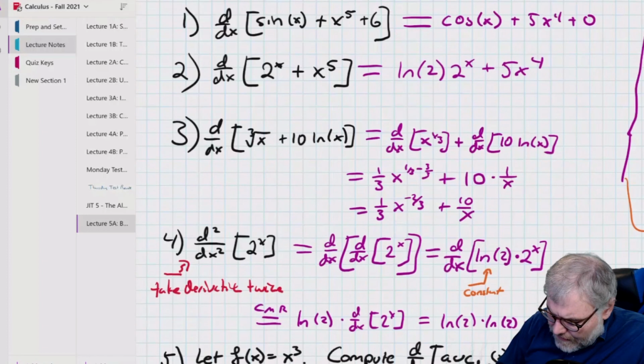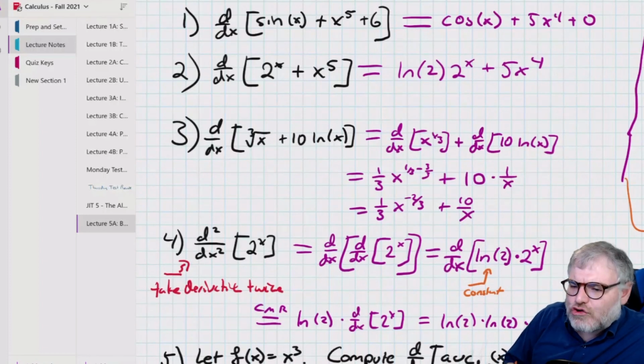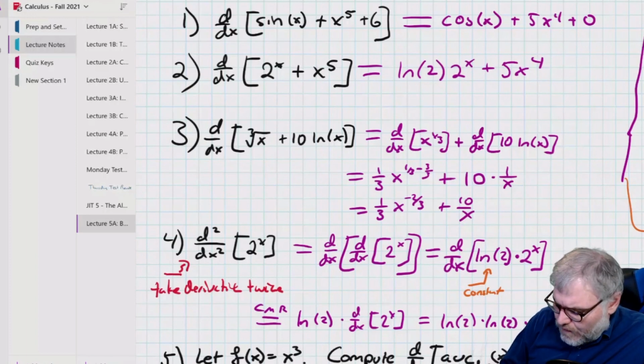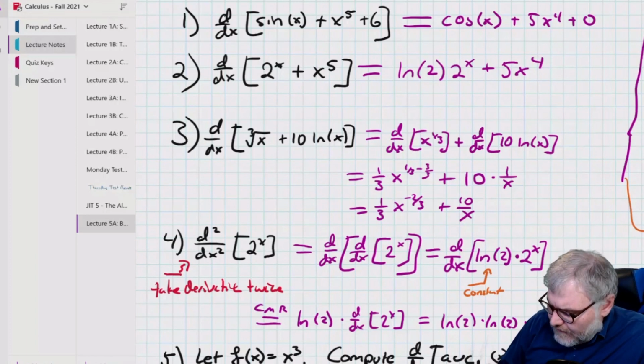Now, again, this notation here, d squared over dx squared, means take the derivative twice. So I'm going to take the derivative twice of 2 to the x. The first time I do it, I'm going to wind up with log of 2 times 2 to the x. And now I want to take the derivative once of that.